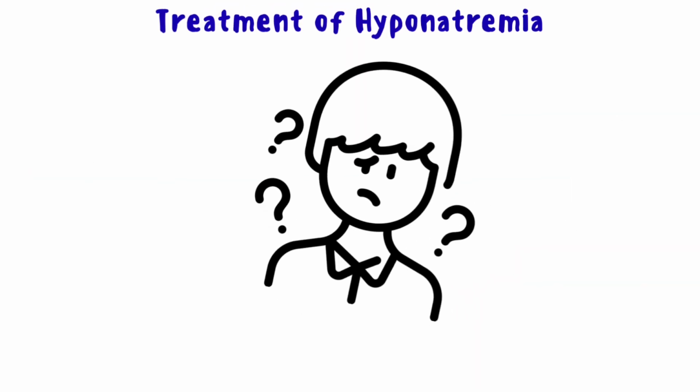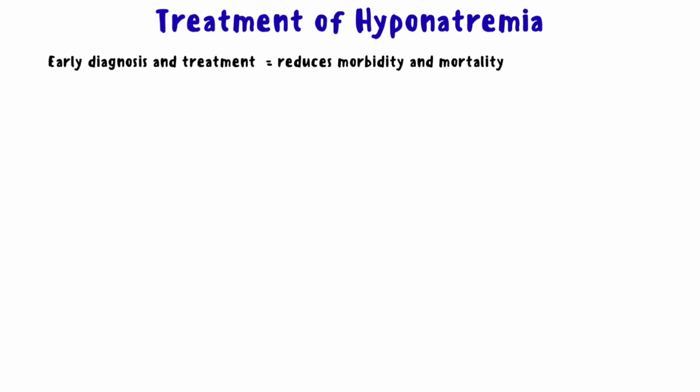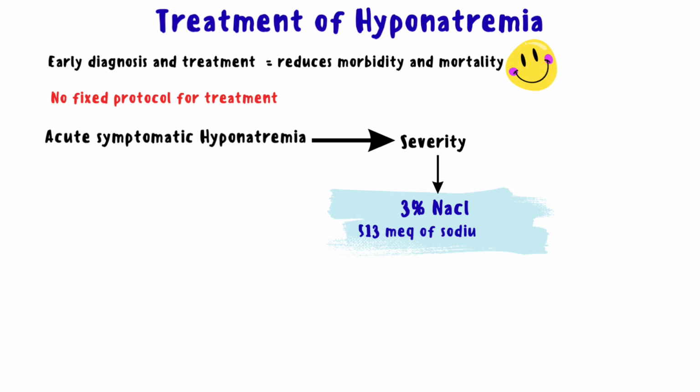Treatment of hyponatremia can be quite tricky in many cases, so we need to have proper knowledge to treat it, and it differs from patient to patient. Early diagnosis and appropriate treatment reduce morbidity and mortality. There is no fixed treatment protocol for patients with hyponatremia. For acute symptomatic hyponatremia, the management will be based on the severity. Here, 3% NaCl is preferred, which contains 513 milliequivalents of sodium per liter.